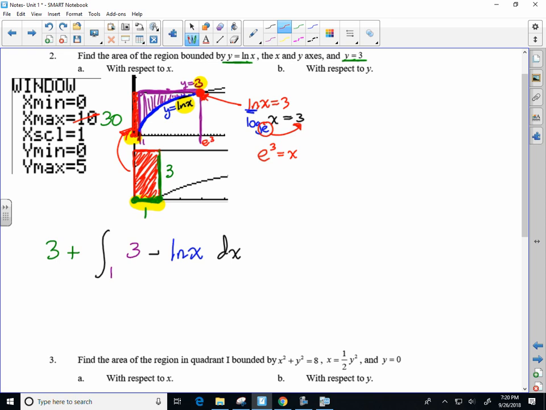Now, e is 2.718 approximately. I'll run that number for you real quick. E to the 3rd power is about 20-ish, a little bit more than 20. That's consistent with our diagram. If you didn't want to do it that way, that's fine. You can use the intersection function on your calculator.